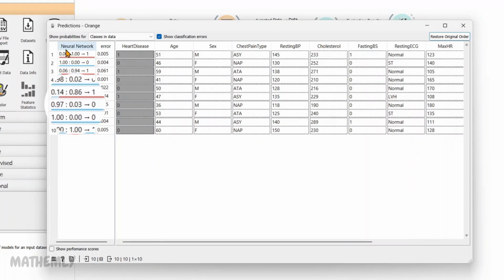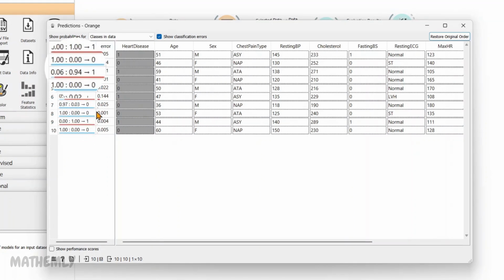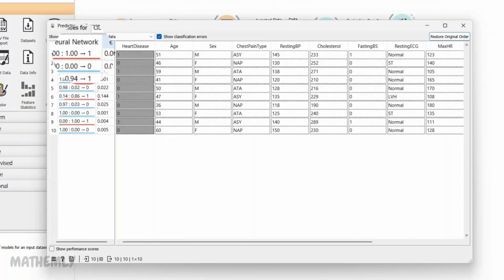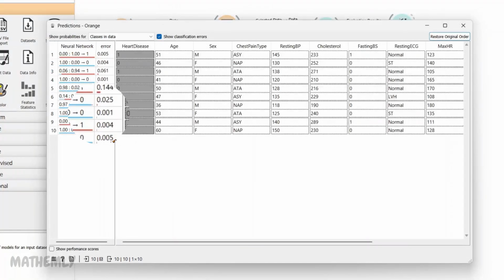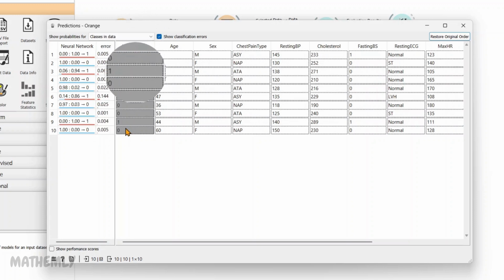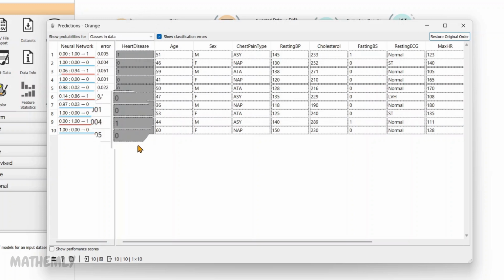You can clearly see that from the left side neural network column, and you can see the error rate of the prediction in the next column. And the grayed out heart disease column shows the actual value of the particular row. With this, the workflow is complete, showing how Orange Data Mining helps build and test neural network models easily.